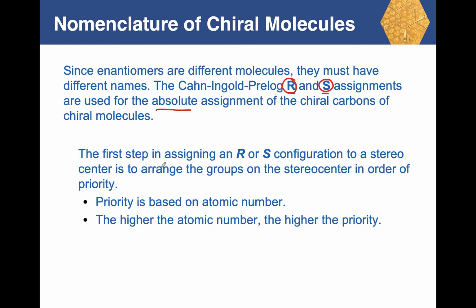So let's look at the rules that they devised to determine if molecules are R or S. The first step is to arrange the groups that are bonded to the stereogenic center based on atomic number. We have to look at each atom that's bonded to the stereocenter, determine the atomic number, and arrange them in terms of priorities. So let's look at the next slide to apply that and see what that really means.